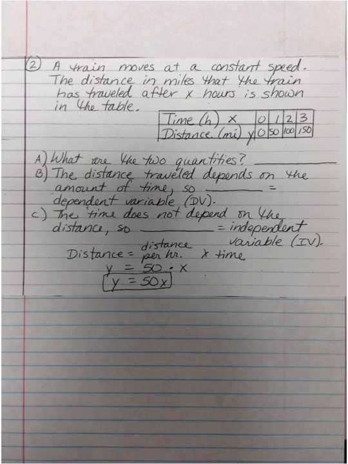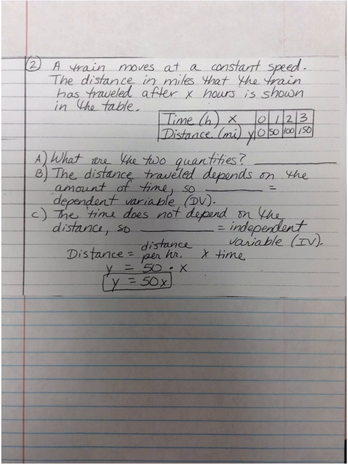If the train travels 0 hours, it goes 0 miles. If it travels 1 hour, it goes 50 miles. If it travels for 2 hours, it goes 100 miles. And if it travels for 3 hours, it goes 150 miles. So that's the relationship between the time and the distance. So go ahead and draw the table, and then write the questions.